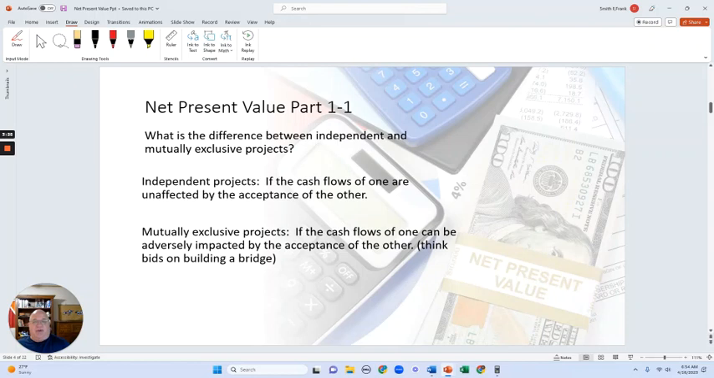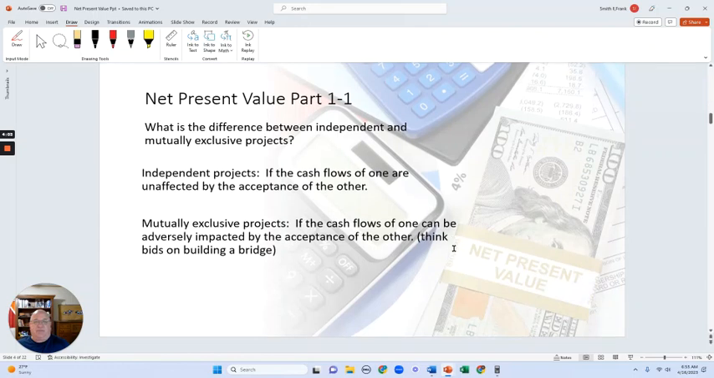There's also the possibility when we're looking at projects of having more than one. Some of them are independent. You would do any of them that you have the money for that would pay off for you. Or they can be what we call mutually exclusive. Mutually exclusive is if the cash flows of one can be adversely impacted by the acceptance of the other. I like to think of this as, cities might get many, many bids for a building or for a bridge or something like that. But ultimately, they're only going to accept one. And so in that sense, it's mutually exclusive. By accepting one, you're not going to do the others. And of course, it would make no sense to create multiple bridges.